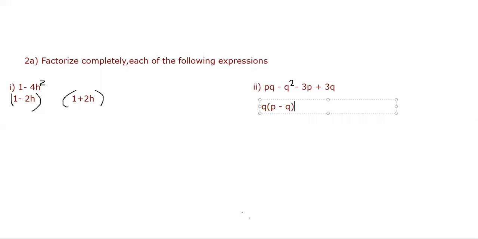Now that's one section. Now let us look at the other section now. Now this is actually where it gets complicated because the first part we dealt with mostly positive numbers. If you notice, this negative 3P plus 3Q. Now the first thing we want to ask ourselves, what is common?